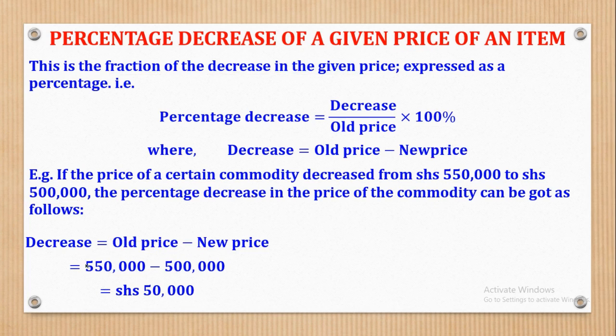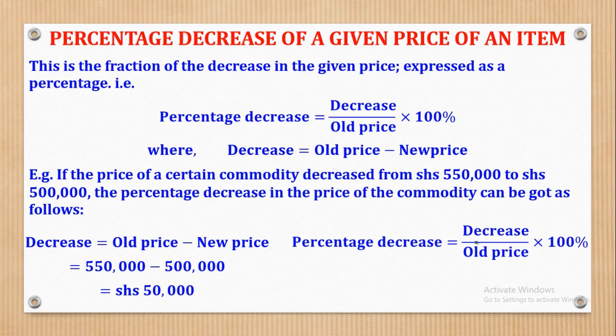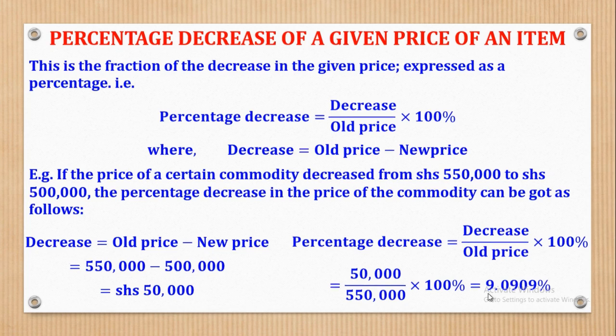So now that we have got the decrease, we shall get our percentage decrease, which will be decrease over old price multiplied by 100. Now the decrease is 50,000, old price is 550,000, multiplied by 100 to come up with 9.0909%. So that is our percentage decrease.